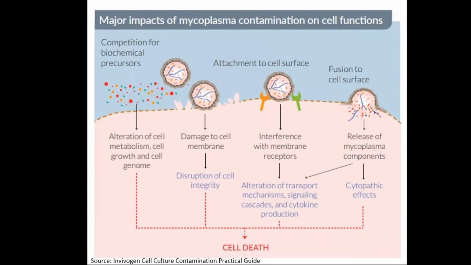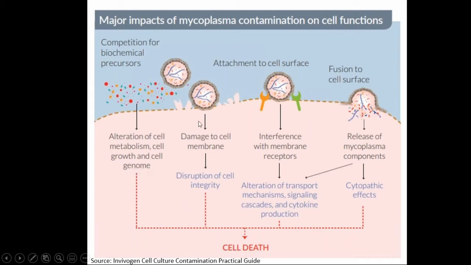The moment your cell culture is infected with mycoplasma, what does it do? It can alter the cell function. Basically, these are some of the cell functions that the mycoplasma gets to alter, and eventually it all leads to cell death. Mycoplasma competes with the host for nutrients and biochemical precursors. In the image, you could see it tends to alter the metabolism of the cell growth and cell genome.